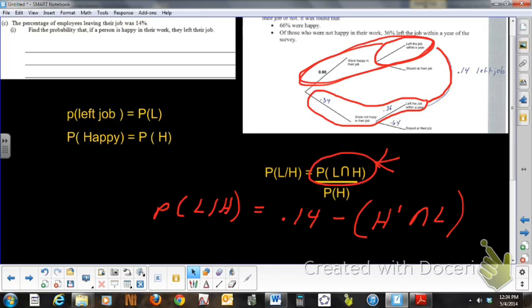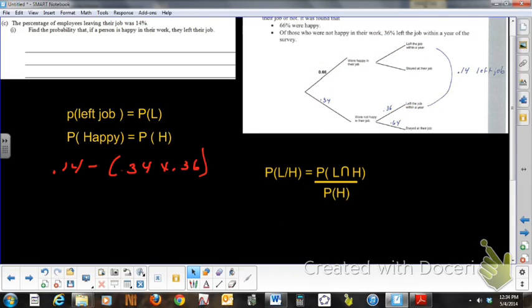So let's work it out. 0.14 minus 0.34 times 0.36. So that's the calculation that will give you this. It will give you this value times this value, which we don't actually know at this point. But if we work backwards, 0.14 subtract that will give us that branch.